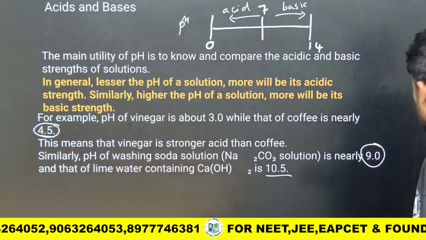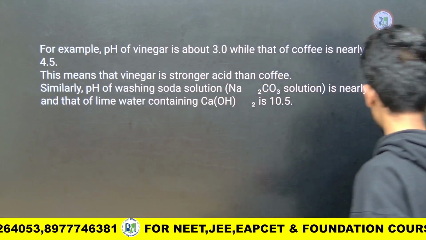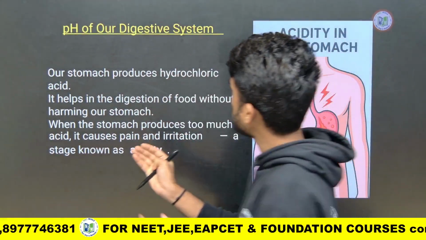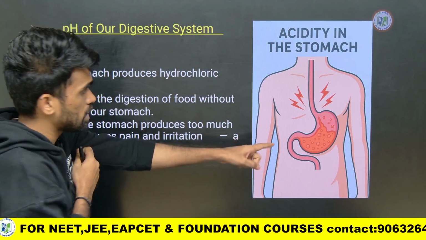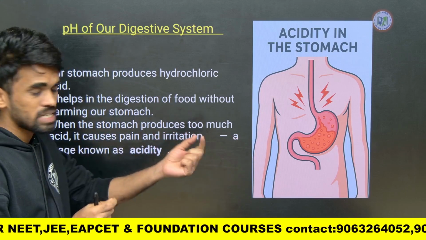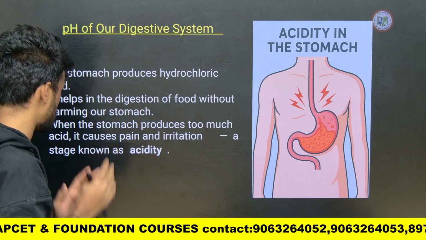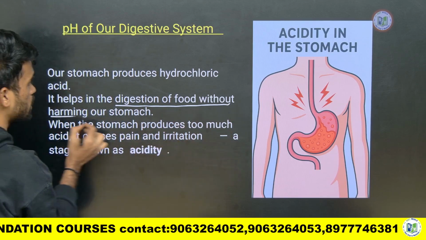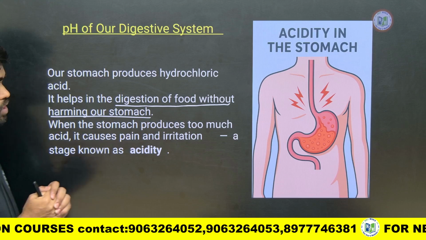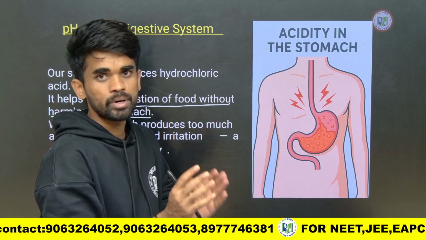Now let us discuss a few other things. What about the pH of our digestive system? I told you the stomach contains hydrochloric acid, with a pH range of around 1.5 to 3.5, which is a strongly acidic region. This helps us digest food without harming our stomach. So this pH has to be maintained in our body in order to get proper digestion.